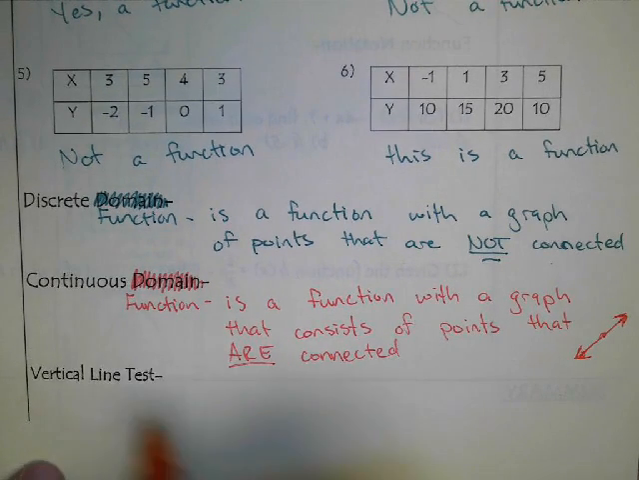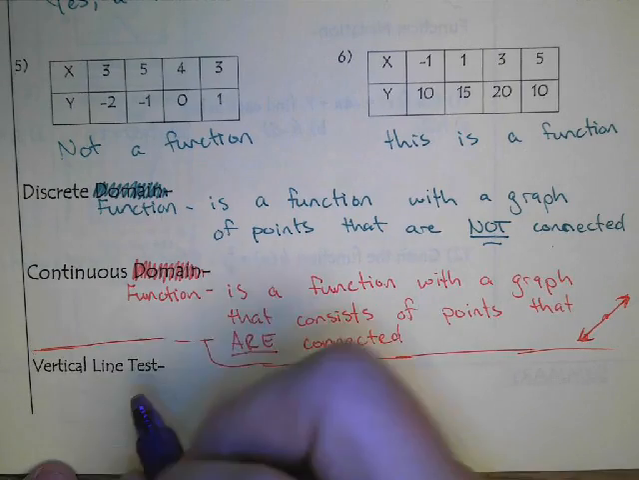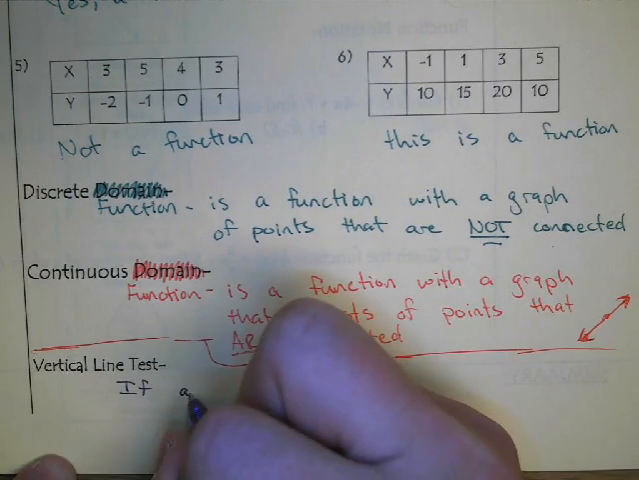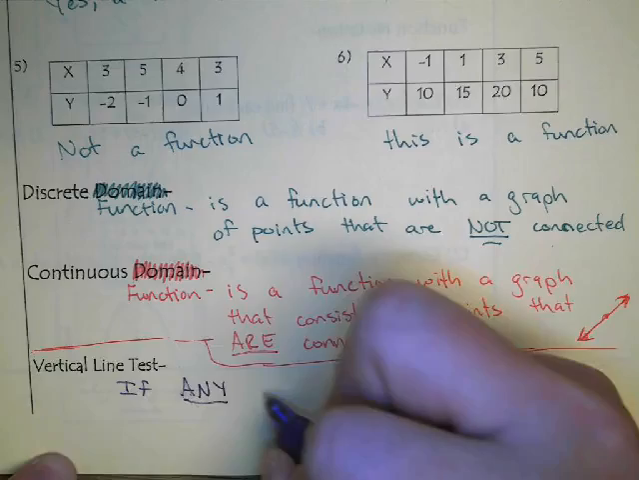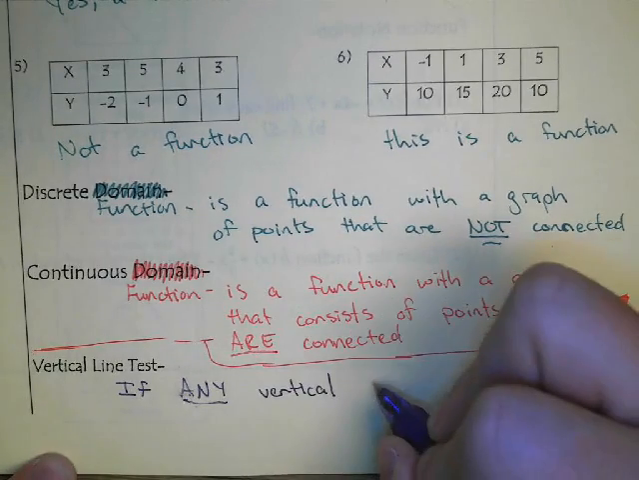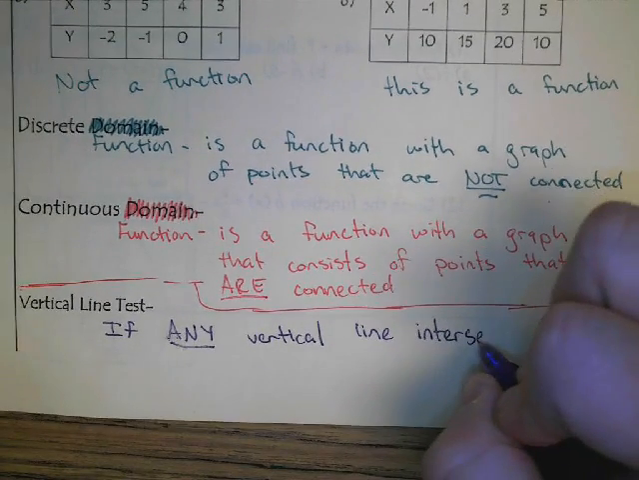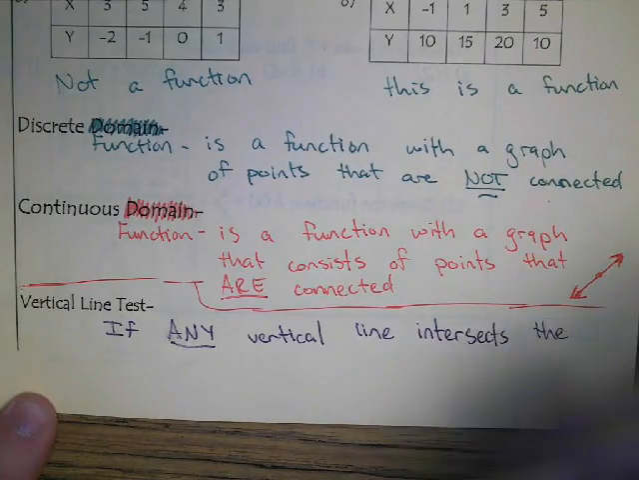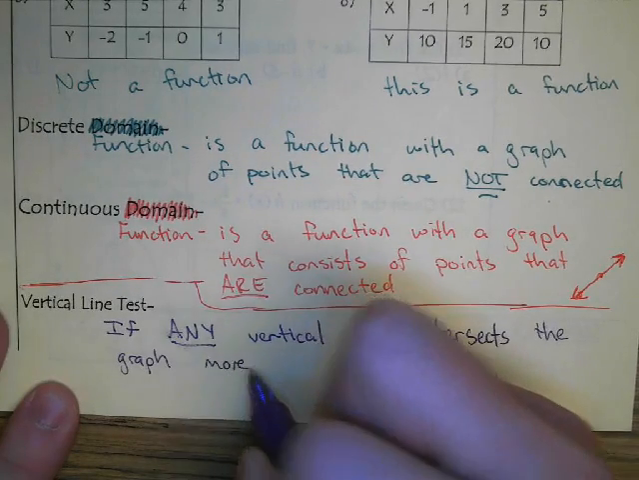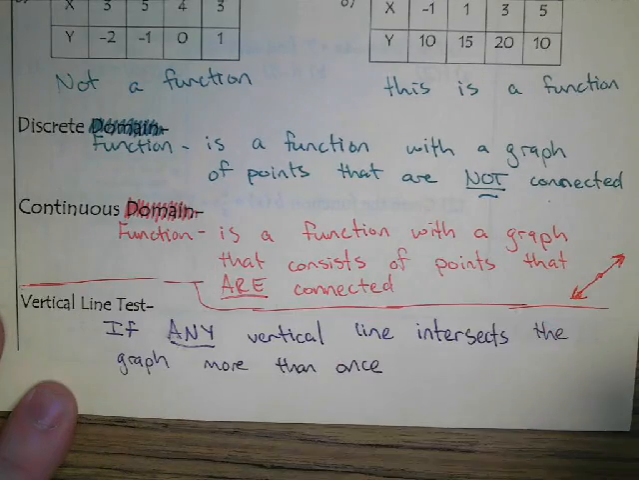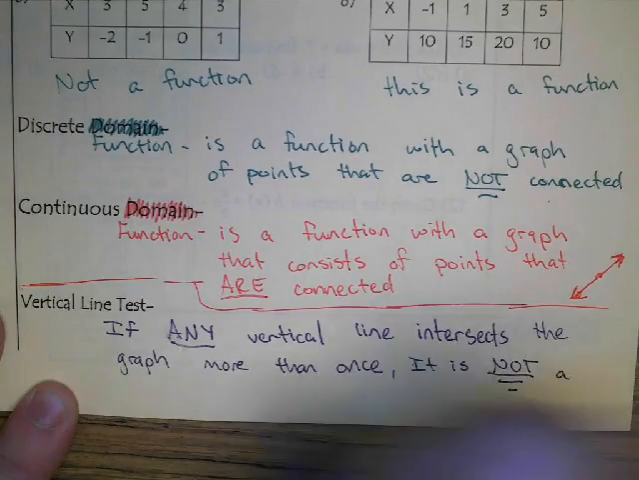Next we have our vertical line test. The vertical line test is, if any vertical line intersects the graph more than once, it is not a function.